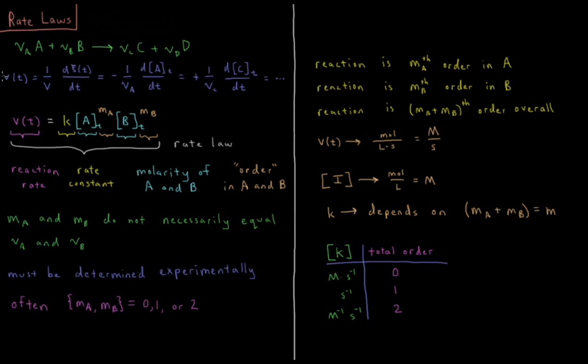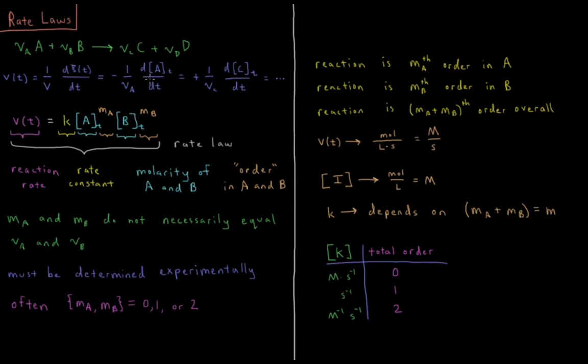We defined in the previous video the velocity of the reaction, or the rate of the reaction, V of t, equals 1 over the volume of the system times the derivative of the extent of reaction with respect to time, which is equal to 1 over the stoichiometric coefficient times the derivative of the concentrations of our species with respect to time. It's negative if they are reactants and positive if they are products.